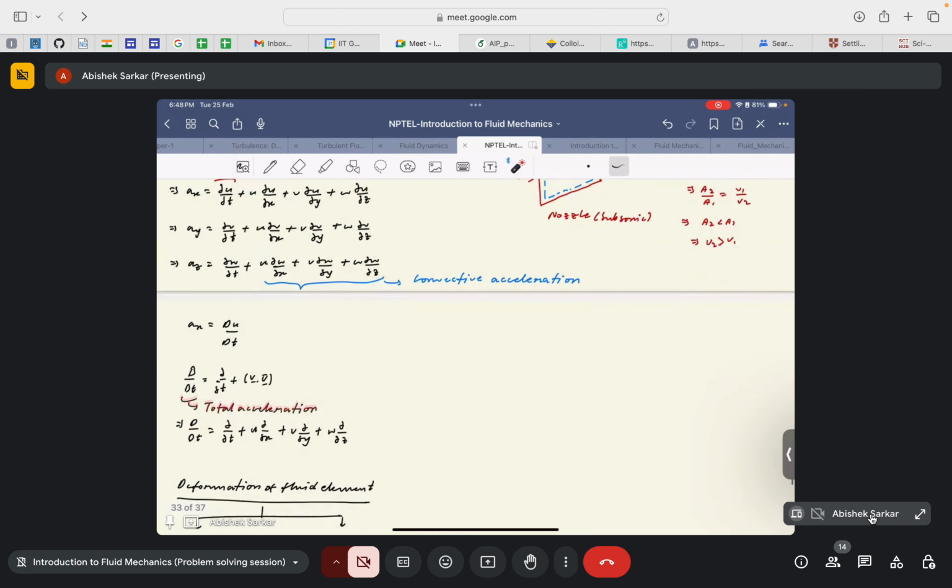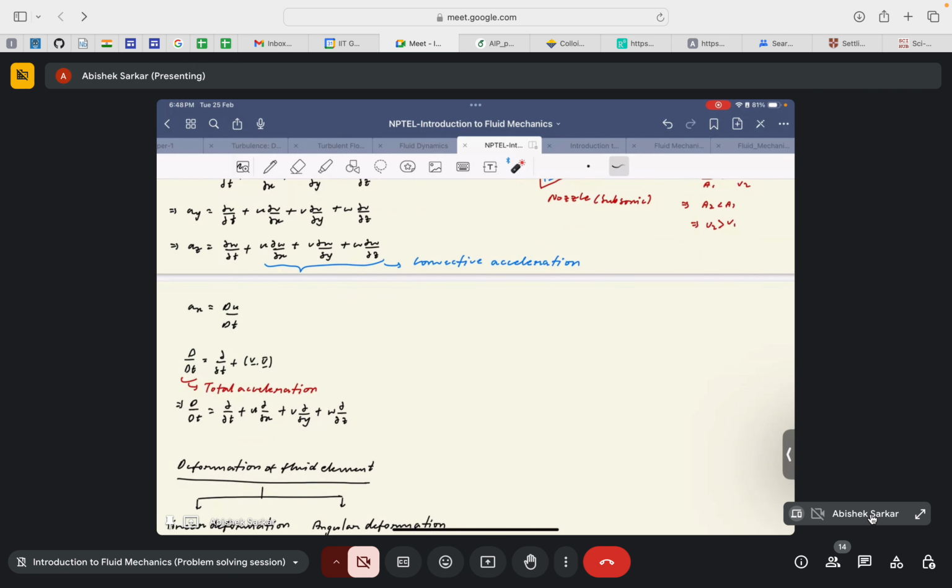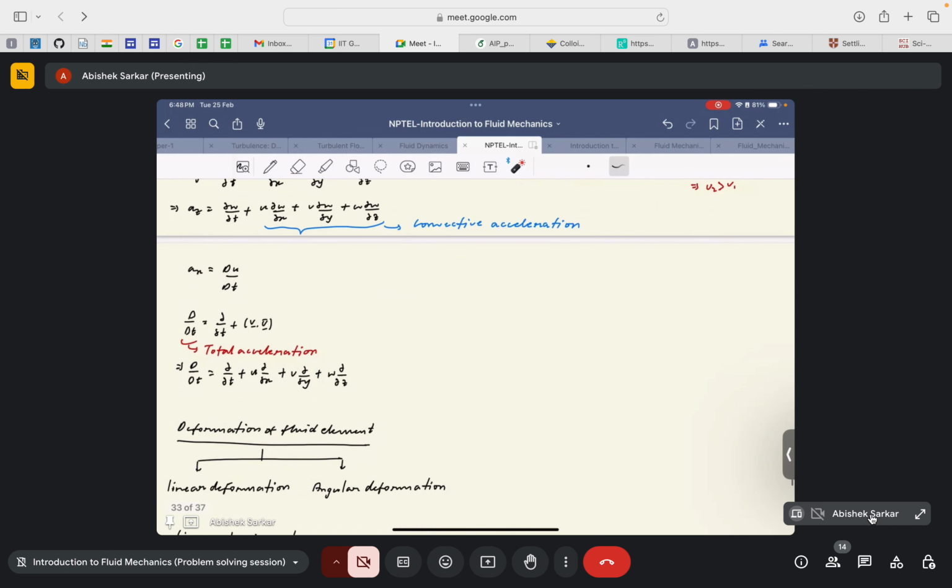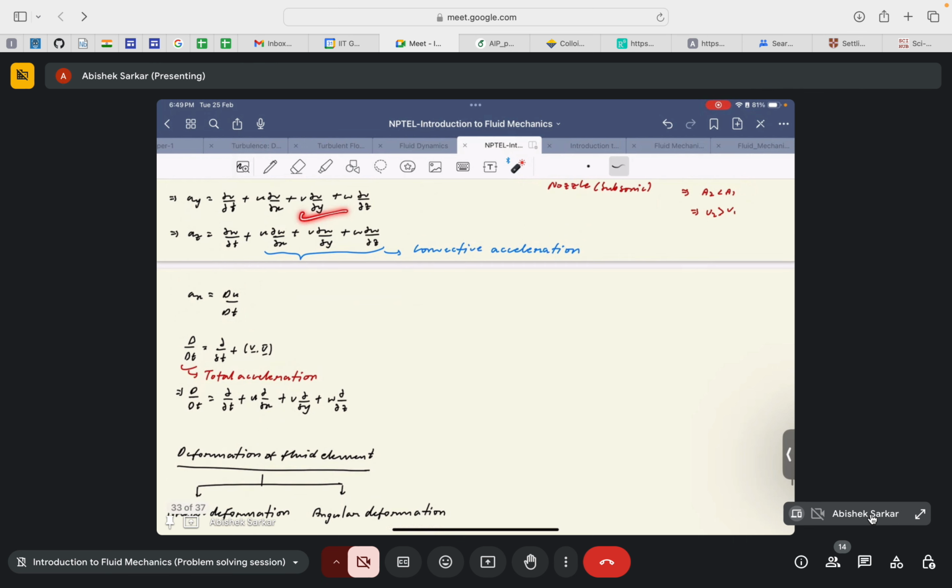So with that idea in mind, let us mathematically show some discussion. Let us consider only the x component of acceleration. So a_x is du/dt, which is the Lagrangian description. Then this du/dt, considering this form of the equation, can be written as ∂/∂t plus V dot del, where V is the velocity vector and del is the Nabla operator. I hope you are all aware of the Nabla operator. So let me just write it once.